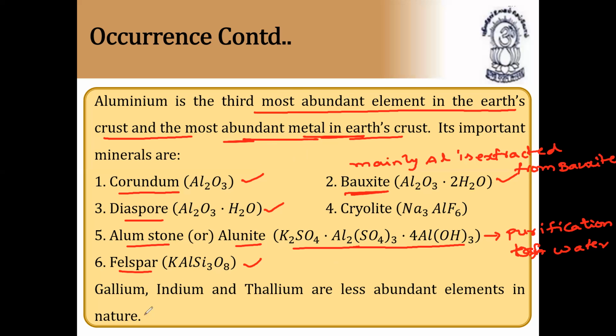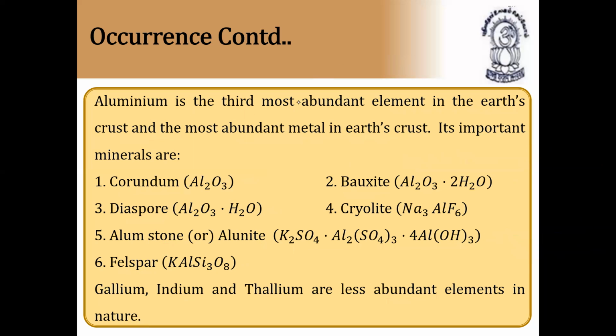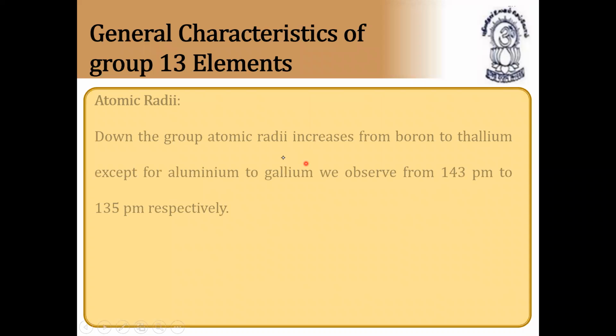It is about availability. Next, gallium, indium, and thallium are less abundant elements in nature. Boron is also less abundant. In this group, which is the most abundant element? Aluminium.